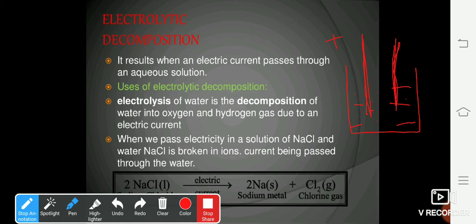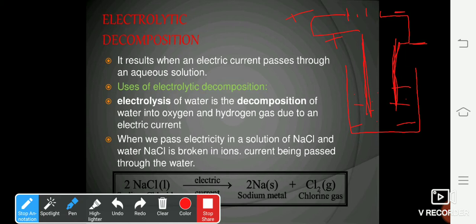One is positive electrode and the second one is negative electrode. When I pass electric current through these electrodes, please remember, as this one is attached to negative terminal, so this is negative electrode called as anode, and this is positive terminal called as cathode. This is positive and this is negative.